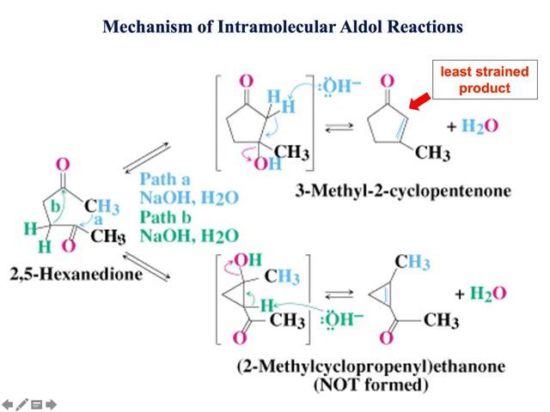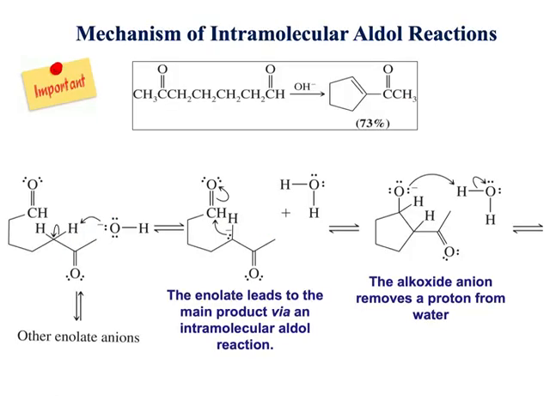So for path B, for this one alpha hydrogen, if you cyclize with this one, it forms a cyclopropane, so it does not occur. This path is not suitable for the cyclized aldol reaction. So this one is more favored compared to this one. So here is the mechanism for intramolecular.